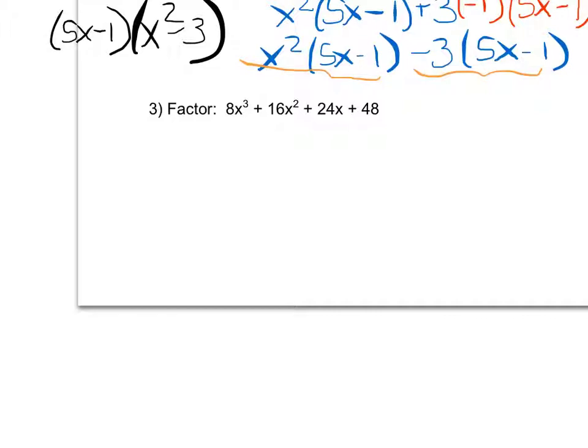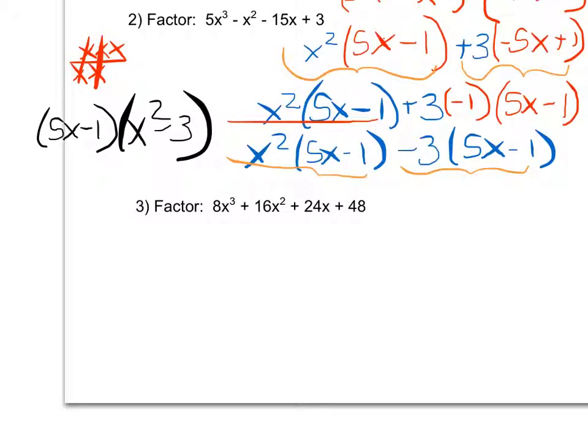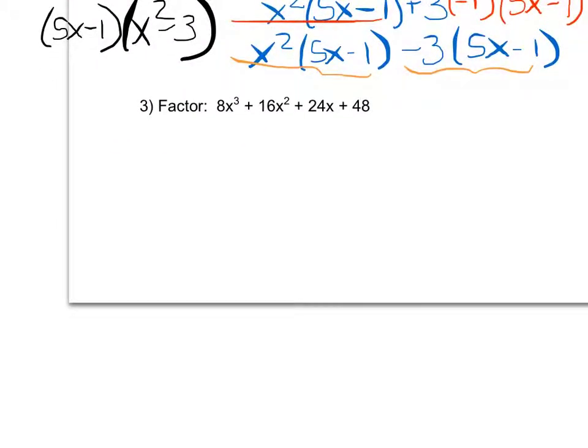So first thing I do is I look at all my terms, and I notice that 8, 16, 24, and 48 can all be divided by 8. So I'm going to go ahead and pull that GCF of 8 out to the front to begin with. Doing this, I now have taken a GCF out, but I still have 4 terms inside of my parentheses. So I'm going to see if I can't factor that further by factoring by grouping.